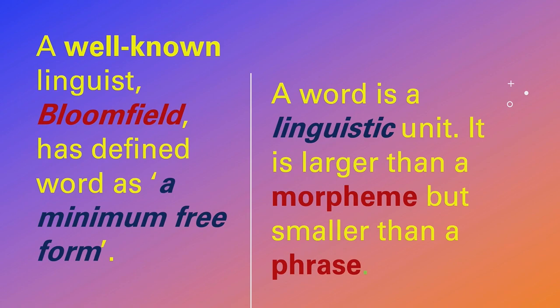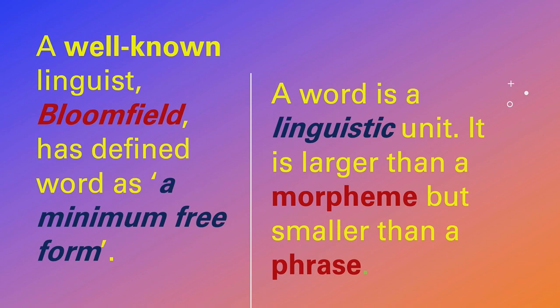It's free. So a word is a minimum free form, which means that a word in itself is independent, cannot be further divided, and does not have to be attached to any other word, any other morpheme, and so on. So this definition is really quite comprehensive about a word. We move on to the next.